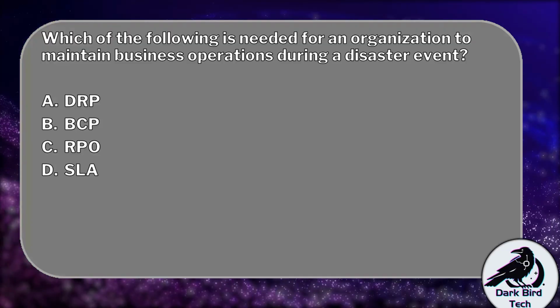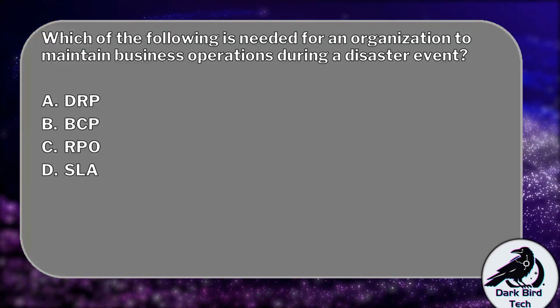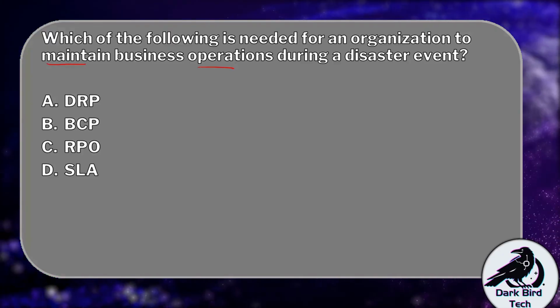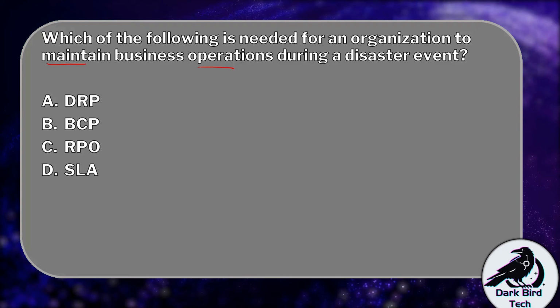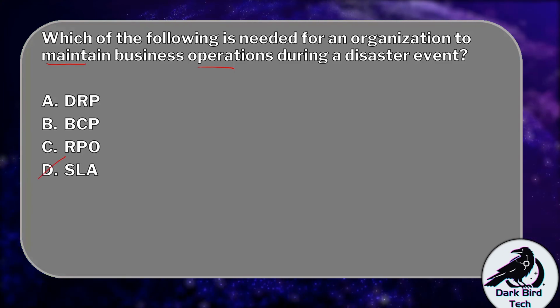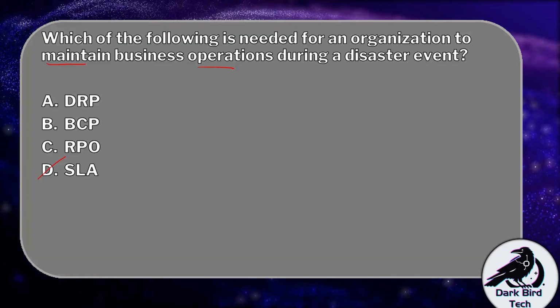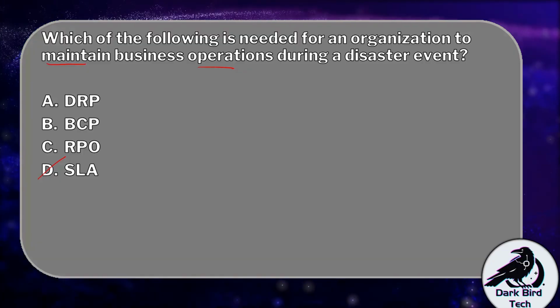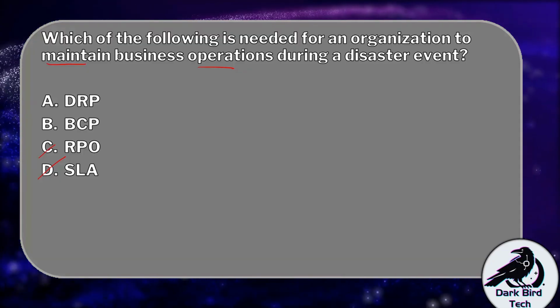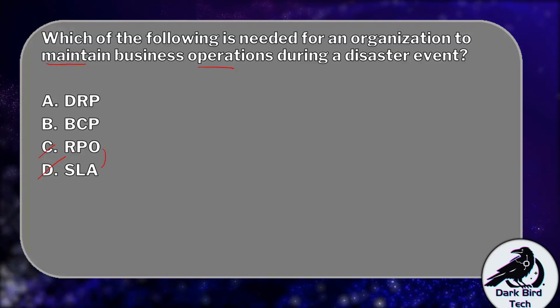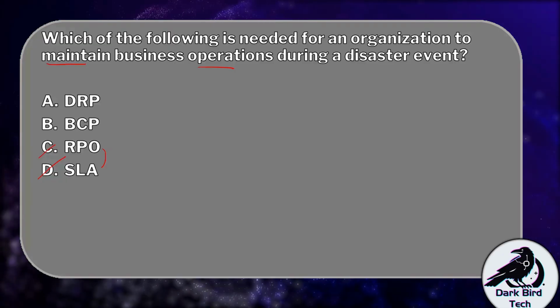So let's review. Which of the following is needed for the organization to maintain operations during a disaster? So the SLA, that's not for disaster. That's just for general operations and putting recovery points, recovery time objectives, availability, and stuff like that. Speaking of recovery point objective, that's again for normal SLA documentation. Those two are linked. Okay, that leaves us with DRPs and BCPs.